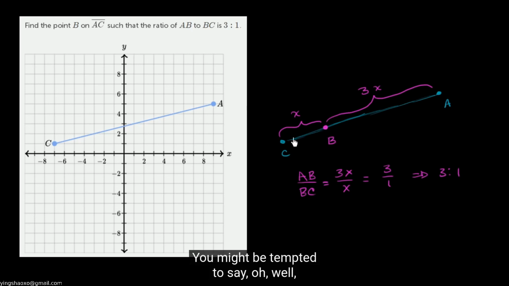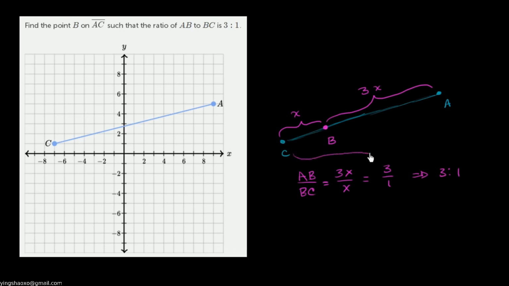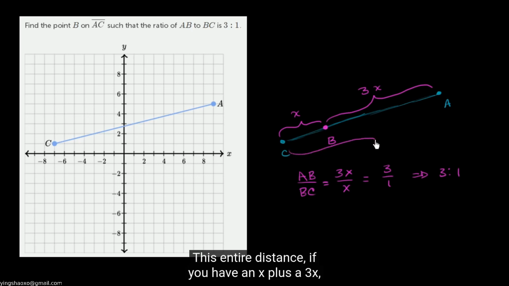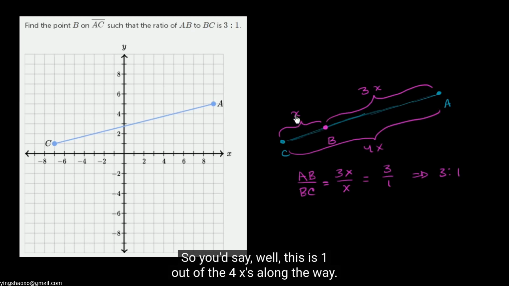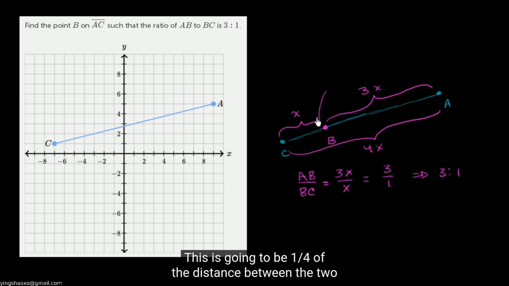You might be tempted to say, oh, well, you could use the distance formula to find the distance, which by itself isn't completely uncomplicated, and then this will be 1/4 of the way, because if you think about it, this entire distance is going to be 4x. This entire distance, if you have an x plus a 3x, is going to be 4x. So you'd say, well, this is 1 out of the 4x's along the way. This is going to be 1/4 of the distance between the 2 points.